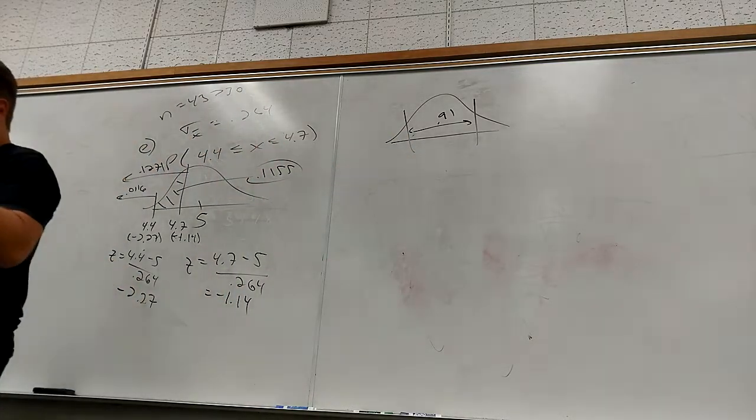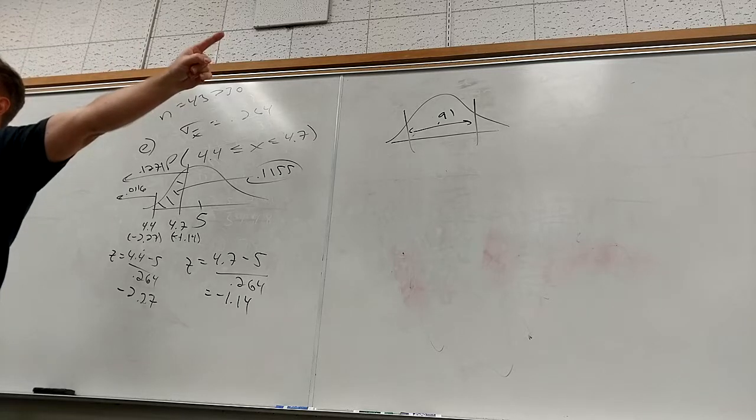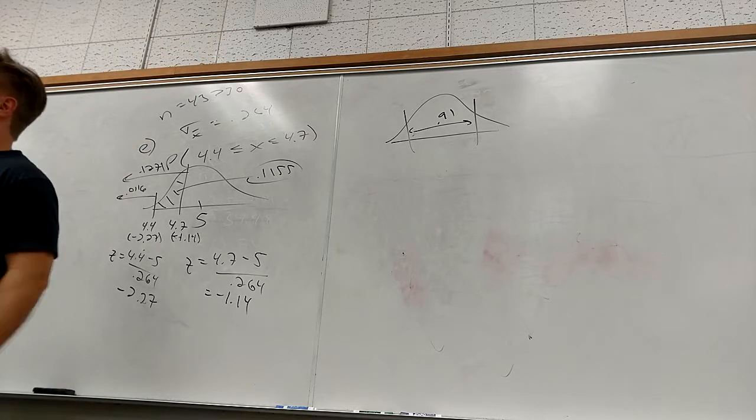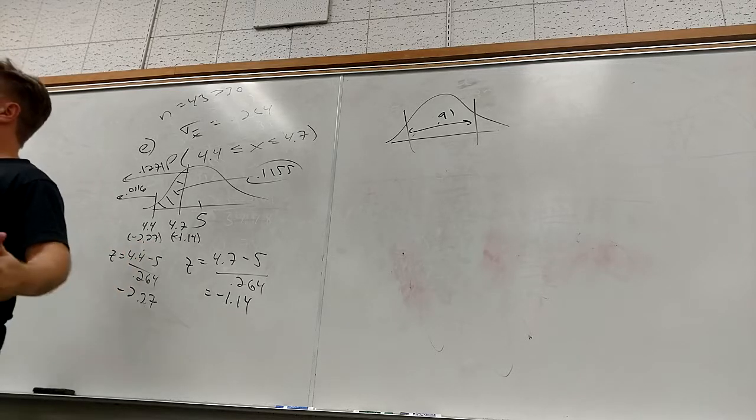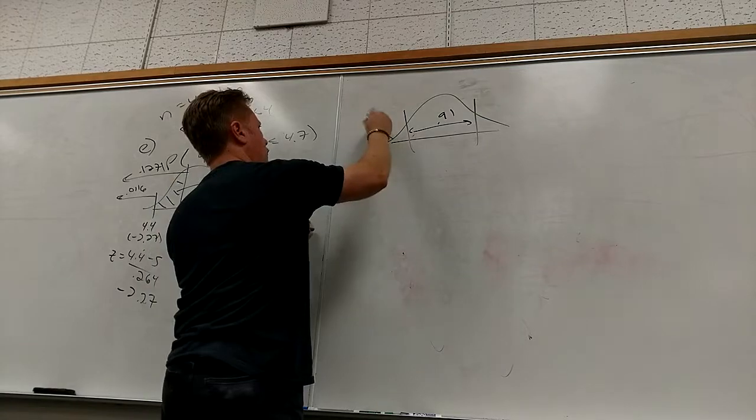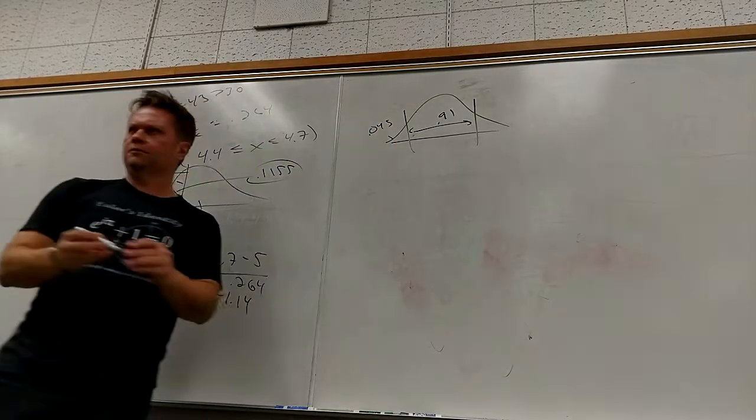So if there's 91% in here, how much is outside? 9%. So how much is on that side? 4.5% because of symmetry. That's why I have to say bounding the middle, so I can use symmetry. So this will be 0.045. Look it up, get the z-score.